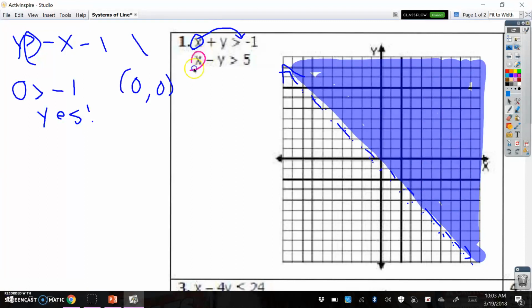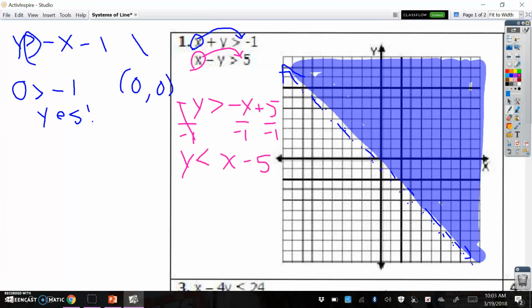To the next equation, move that x over. So we have negative y is greater than negative x plus 5. We need to divide them all by that negative 1. So y, remember dividing by a negative switches that sign. Negative 1 divided by negative 1 is a positive 1x. 5 divided by negative 1 is a negative 5.